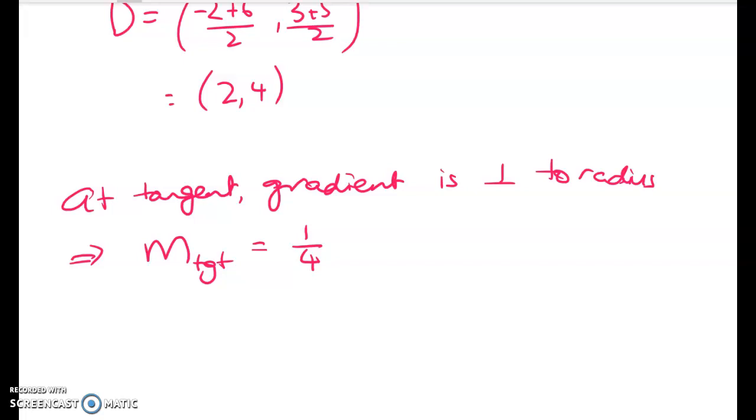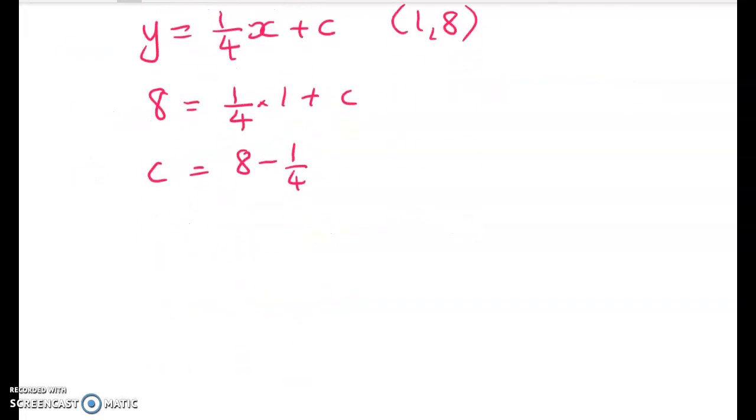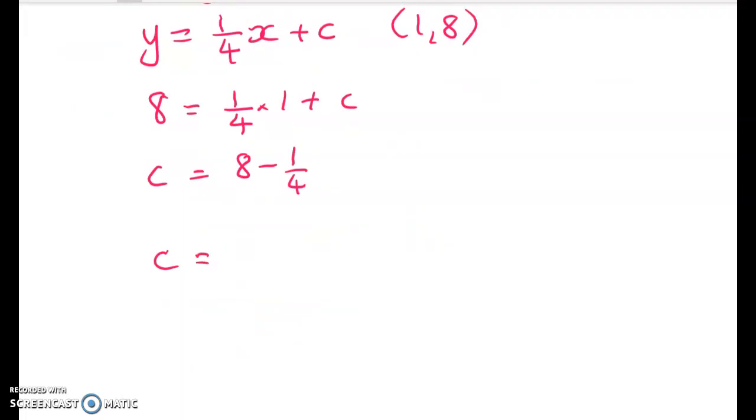That means that the equation of my tangent is going to be a straight line with a gradient of 1/4. And we know that it goes through (1, 8), so it's going to have this equation: y = 1/4 x + c, so 8 = 1/4 times 1 + c. So c is equal to 8 - 1/4. Not a very nice number, but there you go. So you get 31/4. So a couple of ways to write this tangent line.